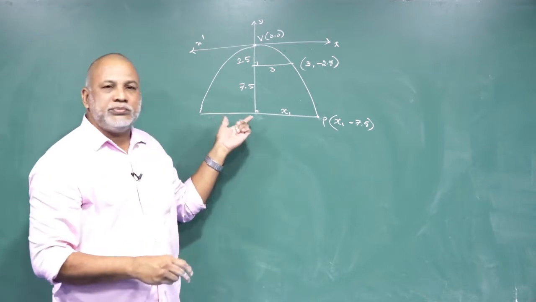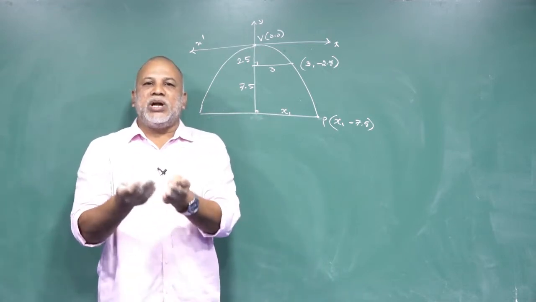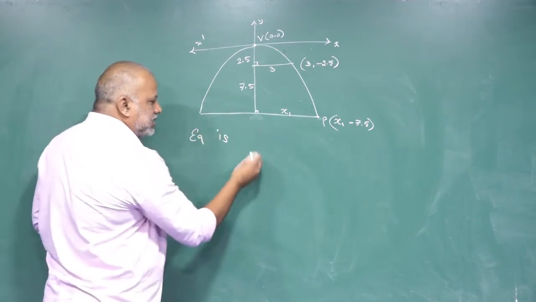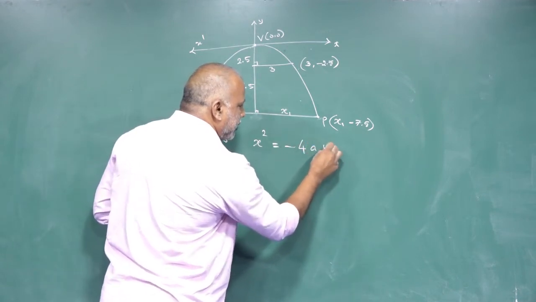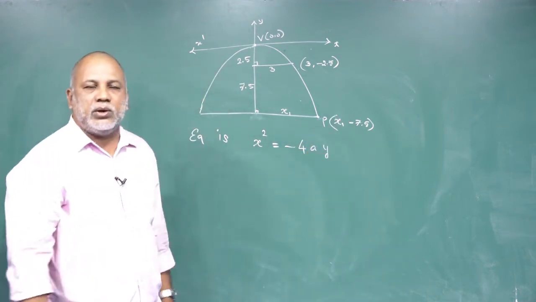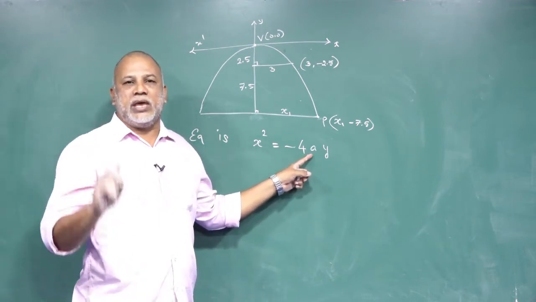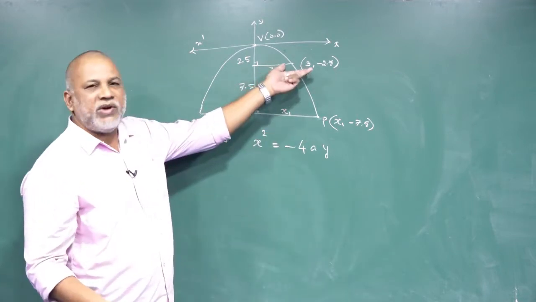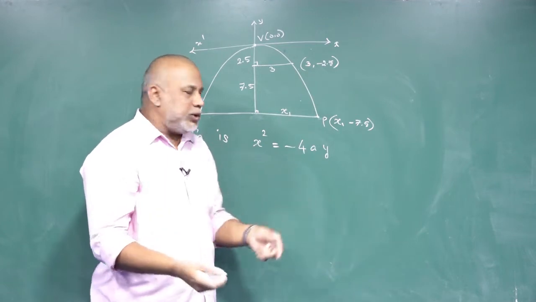Then what is the type? It is the fourth type. What is the name of the fourth type? Open downward. Now say the equation. The equation is x squared equal to minus 4ay. Now we need to find the value of a. This is unknown. How are we able to find it? Substitute the known value of the point. See here, x and y are known values.